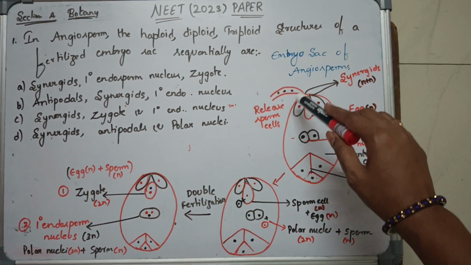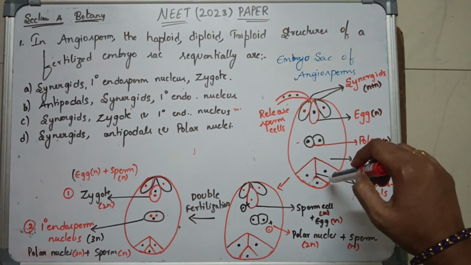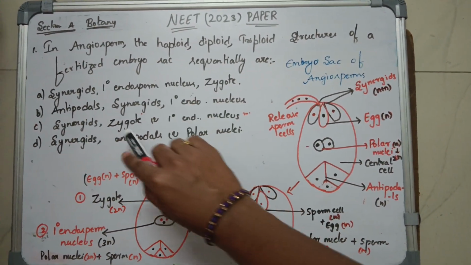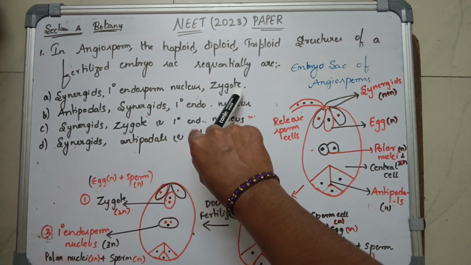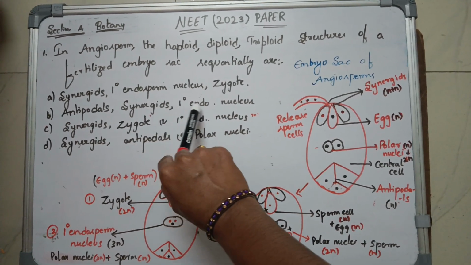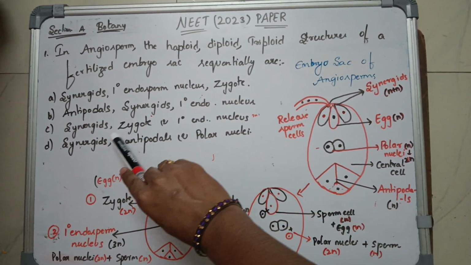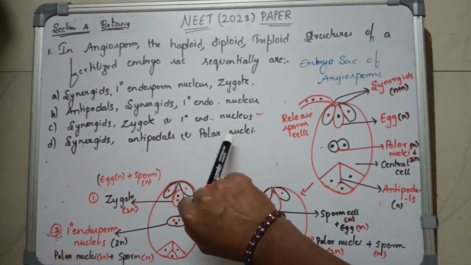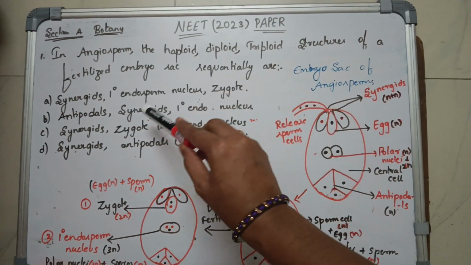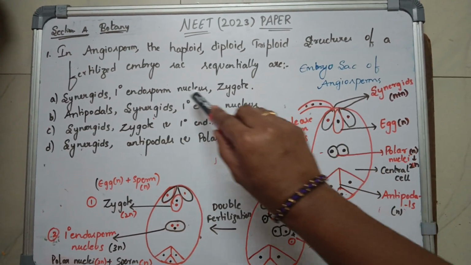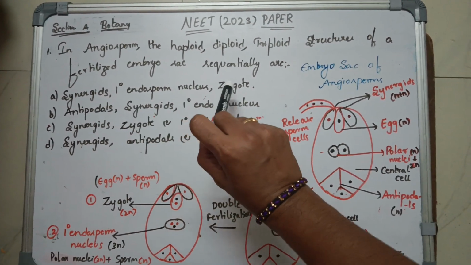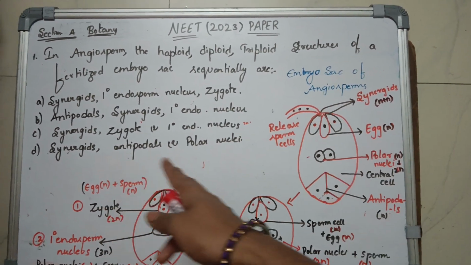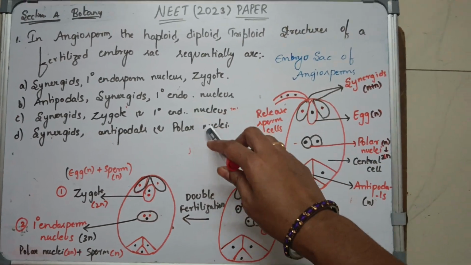So when the fertilization takes place, what was the procedure and what was the ploidy of the structures they are asking. They have given the options here: synergids, primary endosperm nucleus, zygote; or antipodal, synergids, primary endosperm nucleus; synergids, zygote and primary endosperm nucleus; synergids, antipodals and polar nuclei. You have to arrange these three in order of ploidy, haploid, diploid, triploid. Okay, so to know that, we'll go to the process.